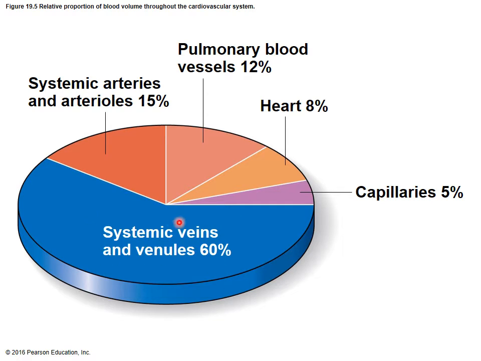the veins have a large capacity, and under those circumstances, more of your fluid than usual is pooling in those areas of the body. Don't worry about the percentages for these other things, but these are all areas where you do have blood volume in the body. But understand the important thing for this slide is to know that 60% of the blood is in the systemic veins and venules.